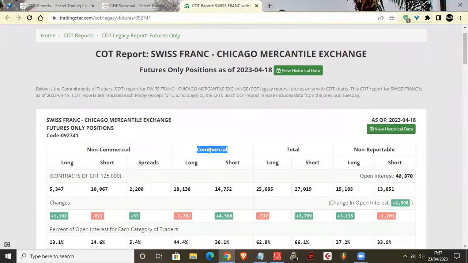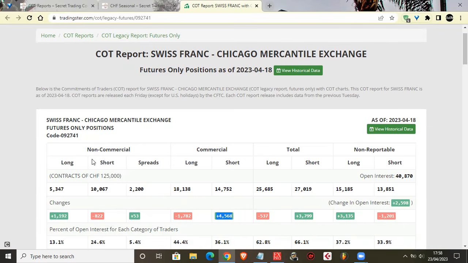Primarily, we trade only commercials, right? Commercials, we don't pay attention to non-commercials. We pay attention mostly to commercials, and we pay attention to their changes. So we see short means sell, long means buy. So we see that the commercials are going short. And if you look at the opposite, the non-commercials are going long.